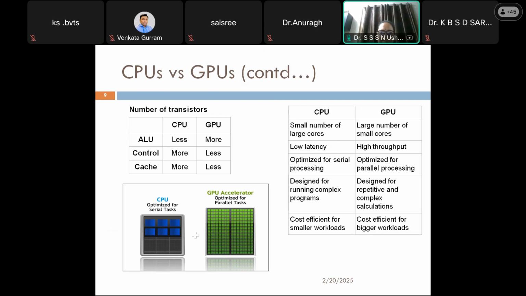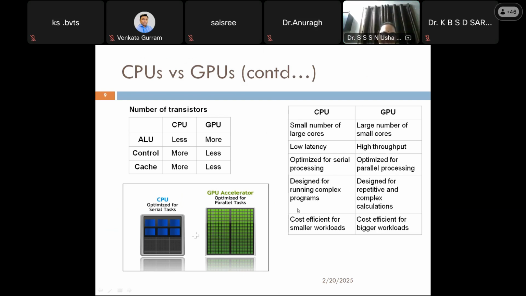And the GPU accelerator. Whenever I say accelerator, it means it improves the performance. The GPU accelerator is optimized for parallel tasks, with a large number of small cores. You can observe this green color indicates a large number of small cores. There will be certain delay in data transferring, but here we use GDDR, so it is not optimized for low latency, and it will have a high throughput. The number of input operations per second is very high. The CPU is optimized for serial processing and the GPU for parallel processing.